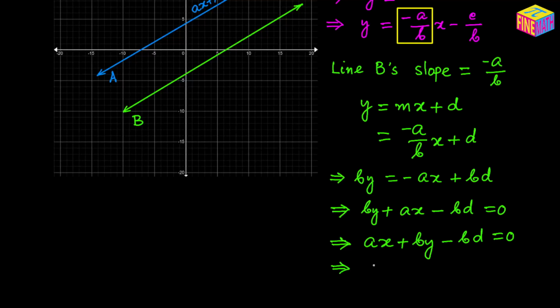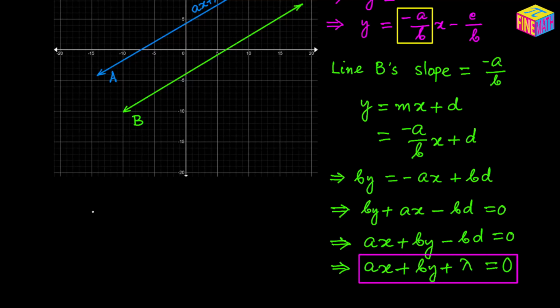And from here, if we substitute negative b times d with another variable, I'm going to write it as a times x plus b times y plus, let's say, lambda, right? I'm just taking another variable which is a constant. Of course, there is no x or y, it's just a constant. So I'm assuming that negative bd is equal to lambda, right? So then we can say this is equal to 0, and this is the equation of our new straight line which is parallel to the given line A.